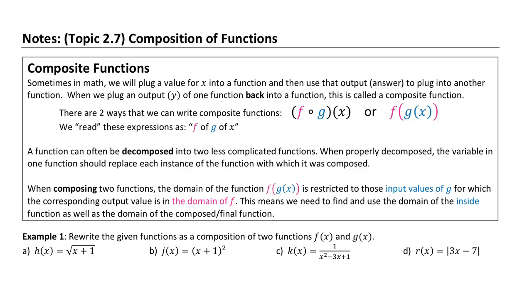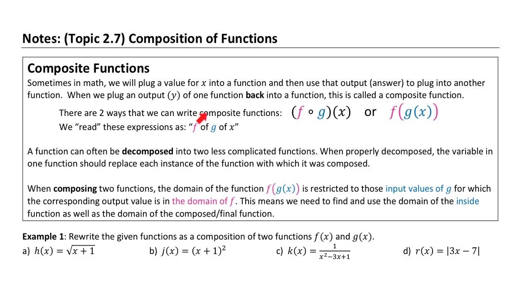Sometimes in math, we're going to take a value of a function and immediately plug that output back into another function as another input. So when we plug an output back in as an input, that's called a composite function. So it's like one input becomes an output, that output becomes an input, which becomes an output, which becomes an input, which becomes an output. So it's like a waterfall effect of using different numbers.